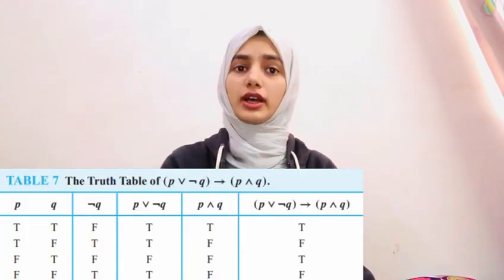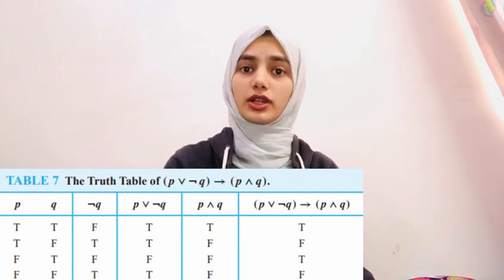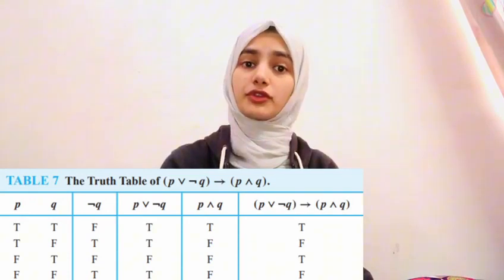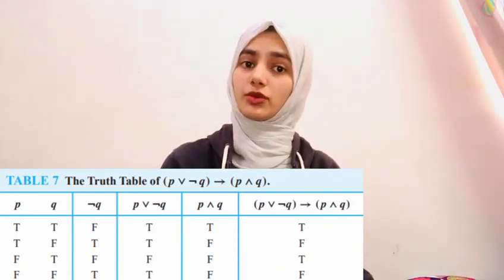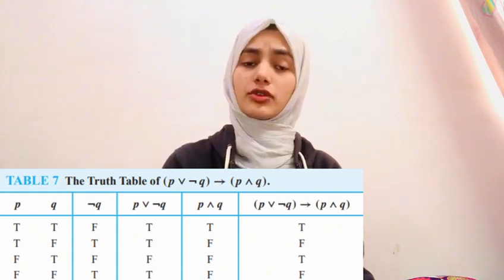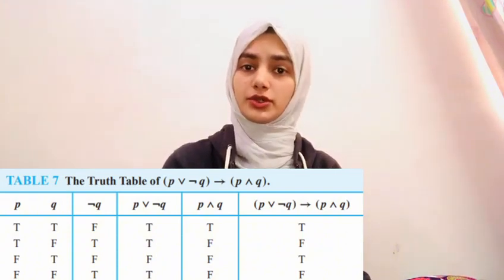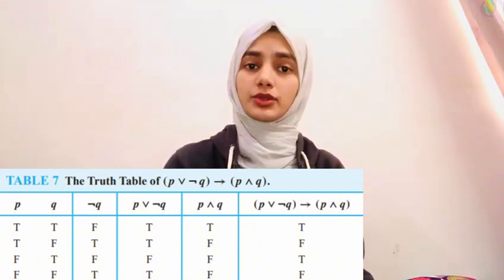First of all, you will have to take the negation of Q, then you will have to find out the truth values for P or negation of Q. In P or negation of Q, you will have to check whether only one condition is true or not. If any condition is true, the answer will be true. So now look at its truth table.